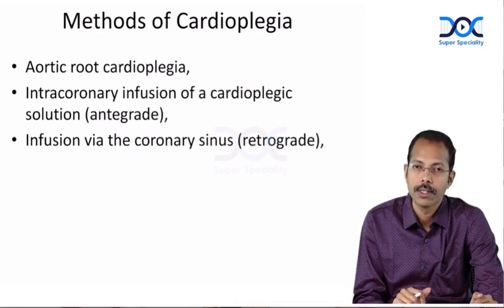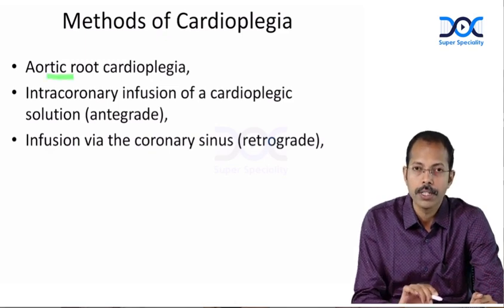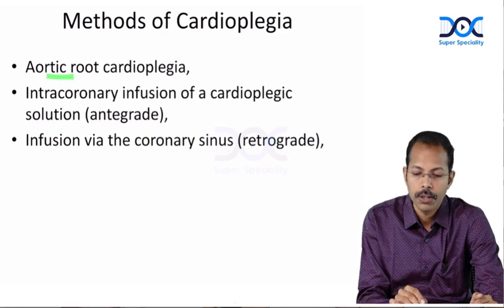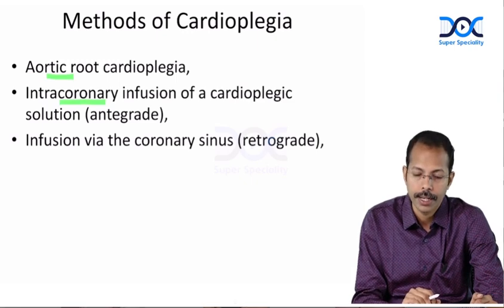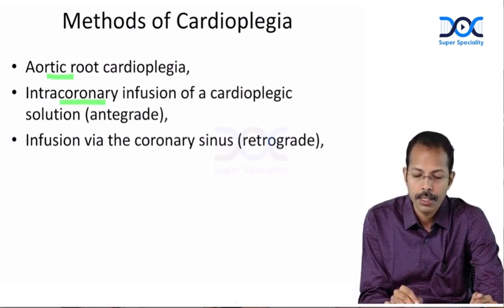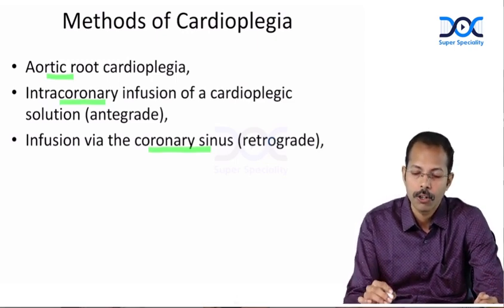By what route? The first and foremost commonly used method of cardioplegia is aortic root cardioplegia, and the next method is intracoronary infusion of cardioplegic solution. Intracoronary infusion, I will be showing you with the diagrams. Then the next method is infusion of cardioplegia through the coronary sinus. So among these methods, the commonest method of instilling cardioplegia is aortic root cardioplegia.